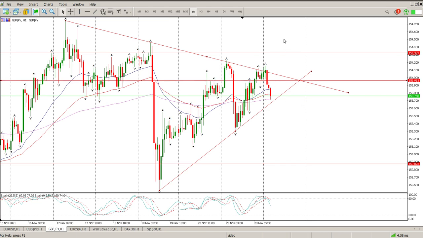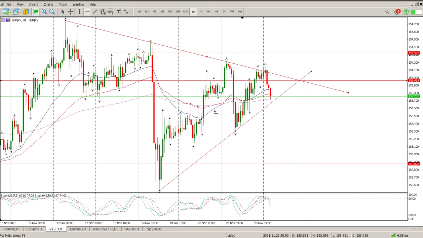So break the triangle to the upside, bounce off a 154.323, wait for the pullback. If you get some stability at 153.963, opportunity to move to the upside. Converse is true to the downside.